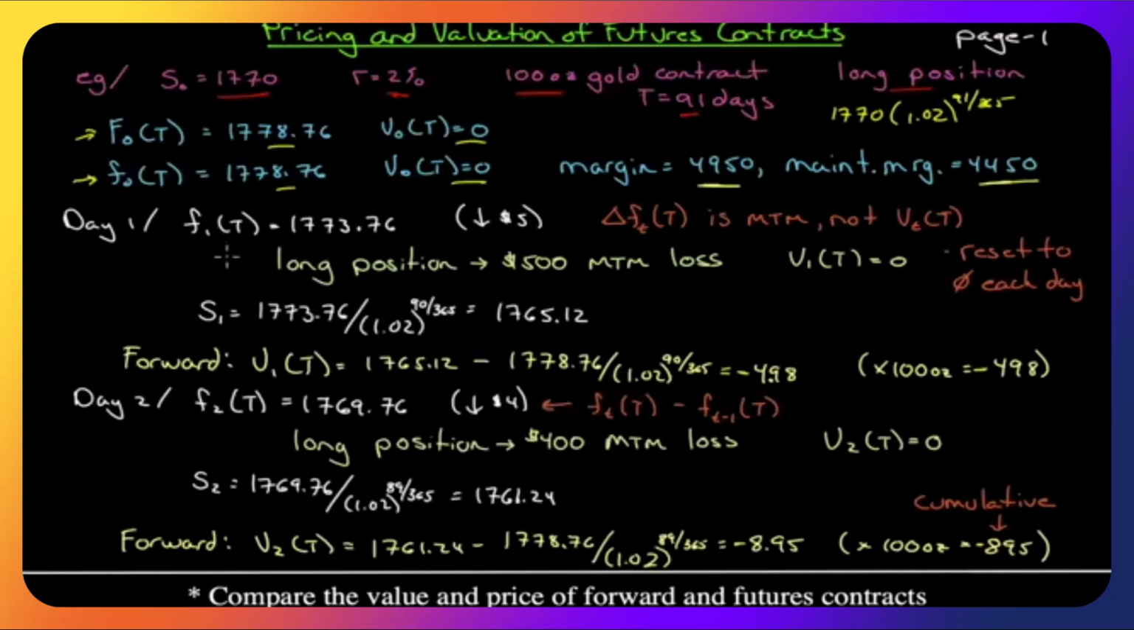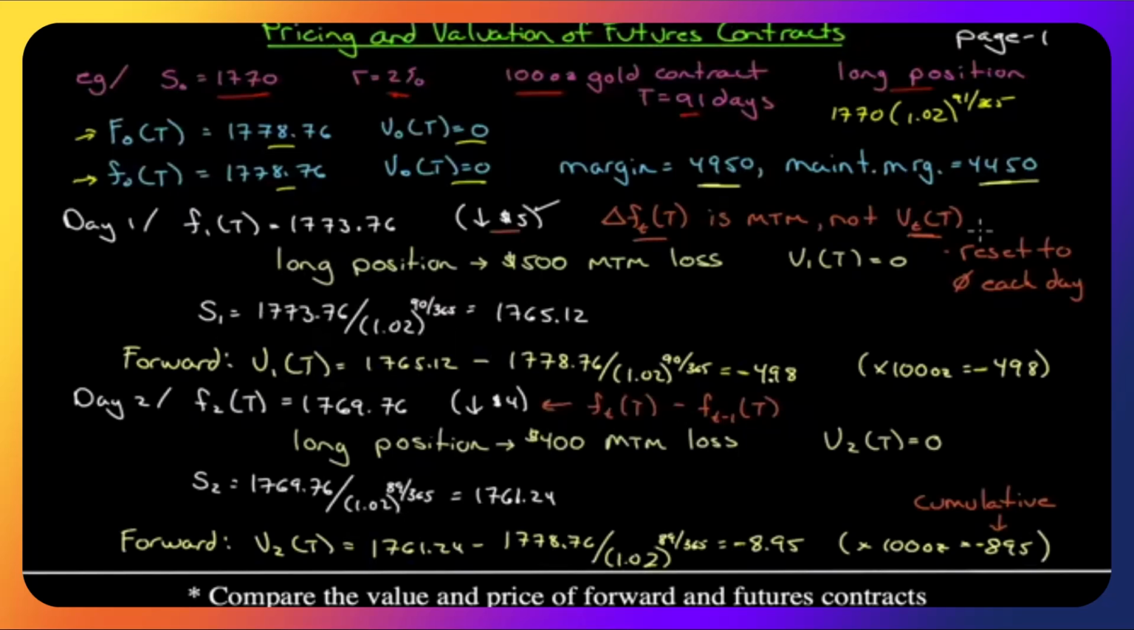Okay, let's begin on day one. Let's assume that the futures price fell $5. Notice what I said here. The futures price fell $5. We're not worrying about the spot price right now. The futures price fell $5 because a futures contract is marked to market by the change of the futures price, not the change of the spot price. So it is the change in the futures price that is marked to market, not the value of the contract from day to day, the value being the difference between the spot price and the discounted forward price.